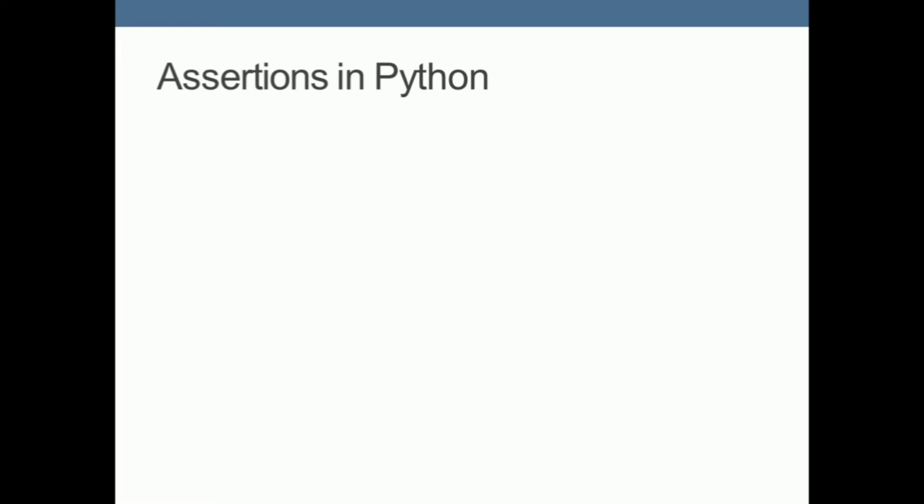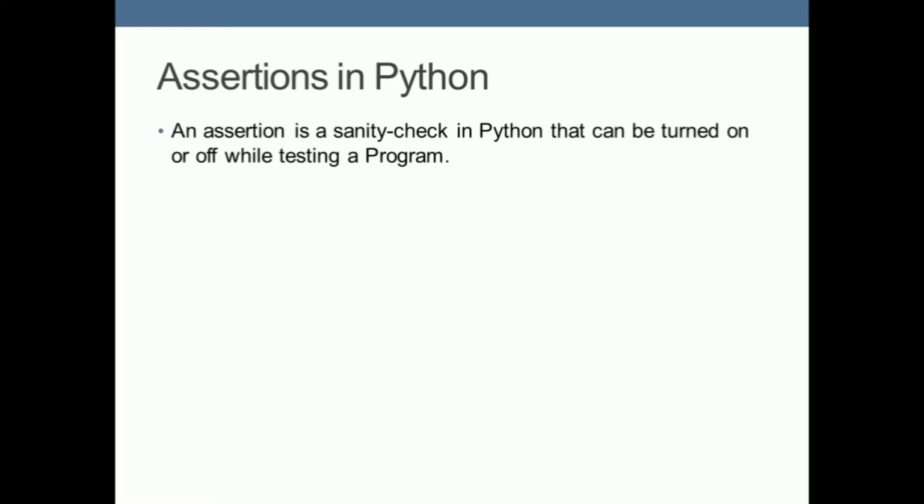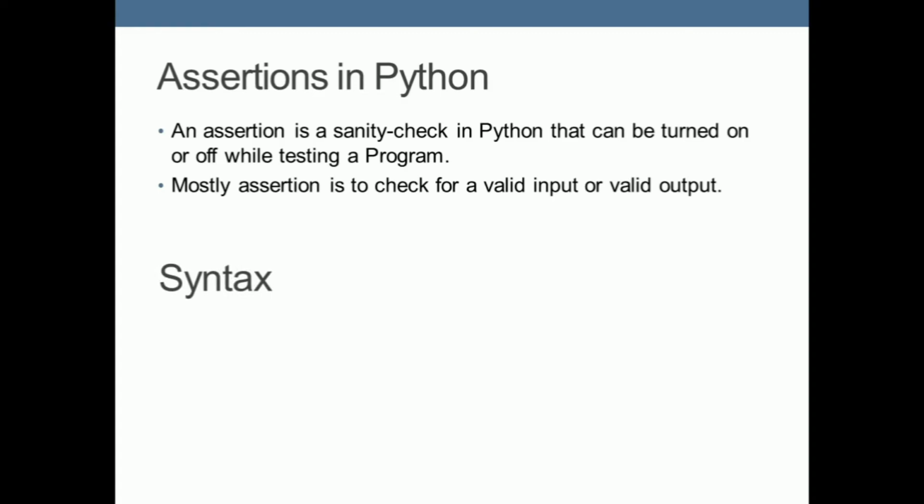Assertion in Python. An assertion is a sanity check in Python that can be turned on or off while testing a program. In assertion, an expression is tested, and if the result is false, an exception is raised. Assertions are done using the assert statement. The application of assertion is to check for a valid input or for a valid output. The following shows us the syntax: assert expression, argument.